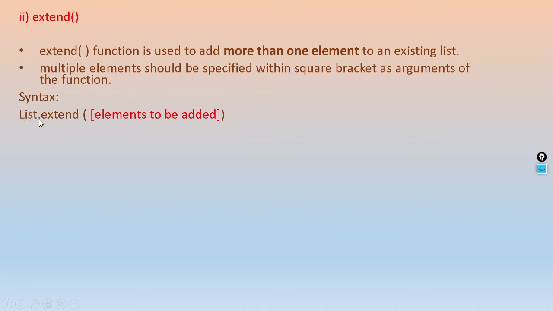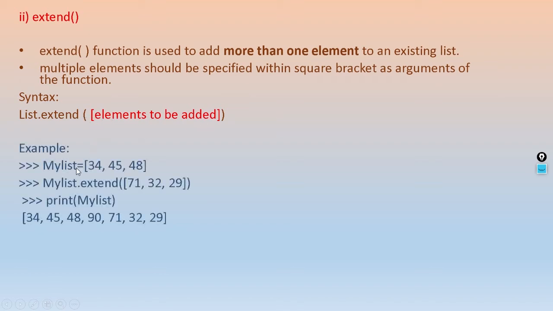That is, write the name of the list, the dot operator, then the function name extend, and then parenthesis. Then to specify more elements, we write those elements within square brackets, separated by commas. If you miss the square bracket, you will see an error, because we are adding one more list at the end, so that should be given within square brackets.